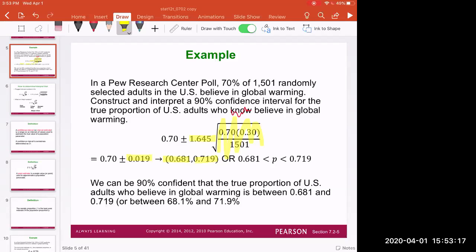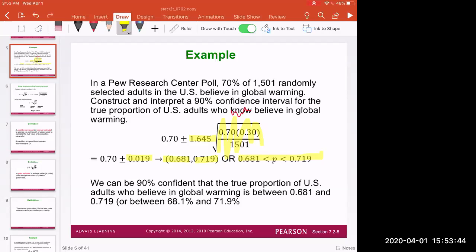So then that's your finished confidence interval answer in that parentheses notation, or you can always give your answer in inequality notation like that as well. Then as for the interpretation, we can be 90% confident that the true proportion of US adults who believe in global warming is between 0.681 and 0.719, or between 68.1% and 71.9% if you want to say it as percentages.